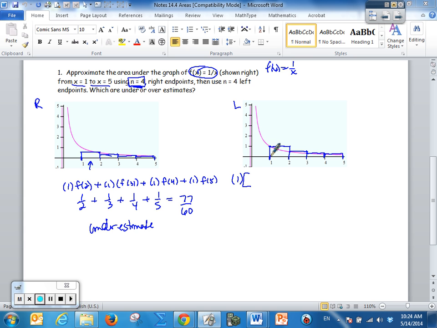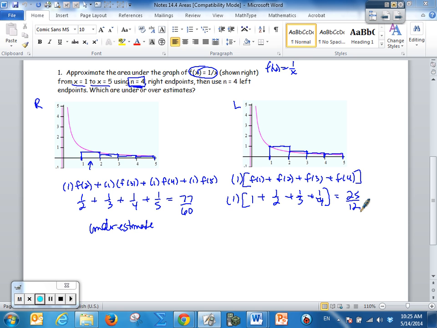And all I'm going to be worrying about is each of the function values, each of the heights. So this height is f of 1, this height is f of 2, this height is f of 3, and this height is f of 4. Getting those function values, 1 times f of 1, I put a 1 up here, I get a 1, f of 2, and 3 and 4, and that gives me 25/12.